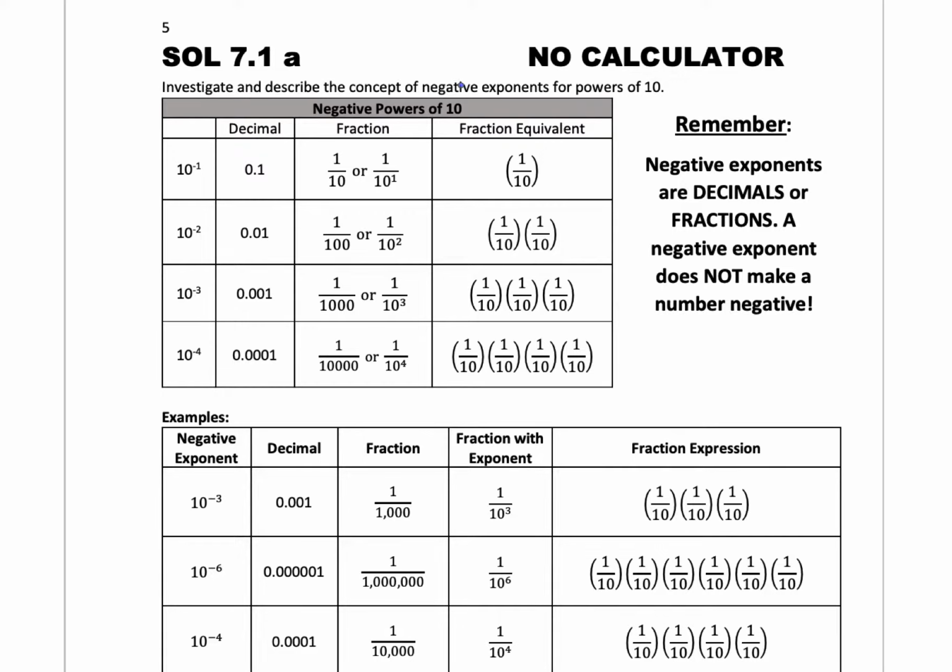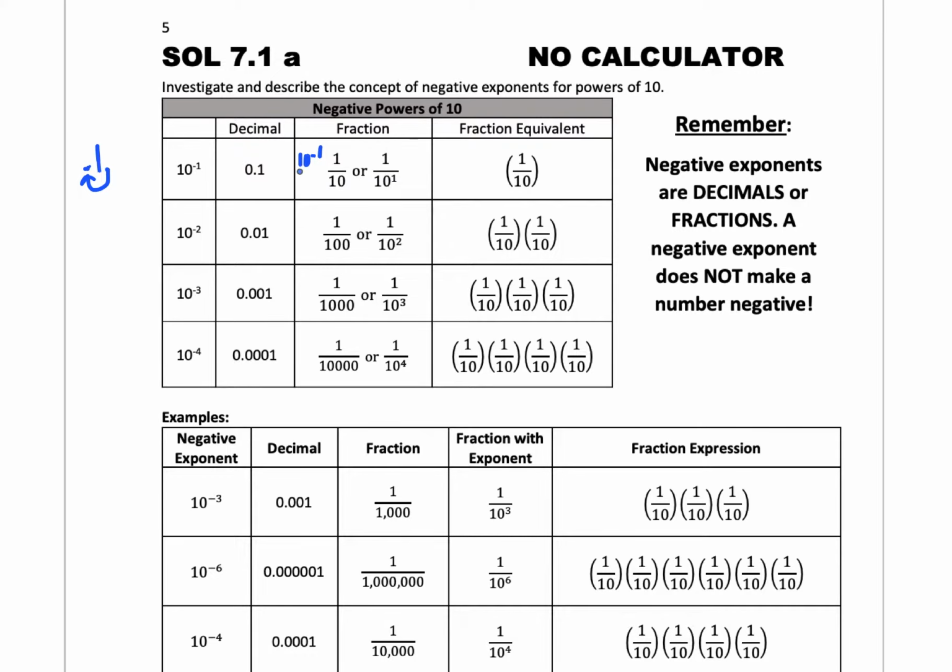We had to investigate and describe the concept of negative exponents for powers of 10. So in this table, we've provided the decimal and fraction equivalent form from the exponential form. When you see 10 to the negative first, remember the way that we changed this into a decimal is that we started with a 1, and then since it was a -1 exponent, we moved our decimal one place to the left. And that got us our decimal form of 0.1. We can take an exponent form and turn it into a fraction by sending the negative exponent downstairs.